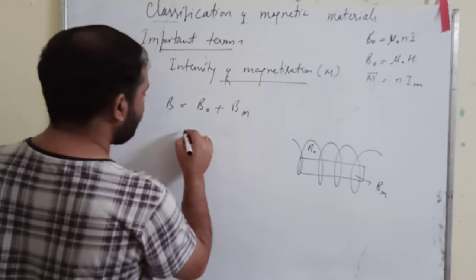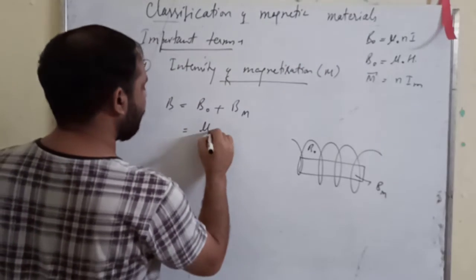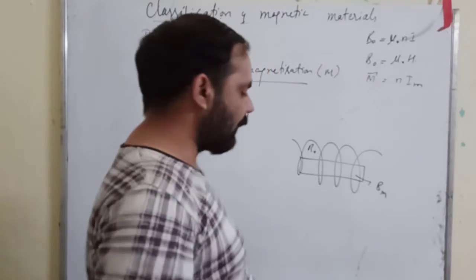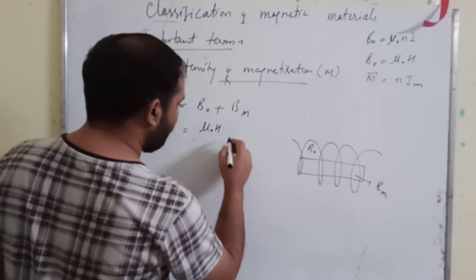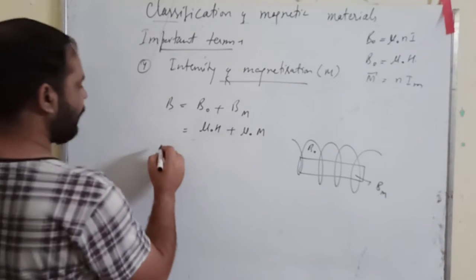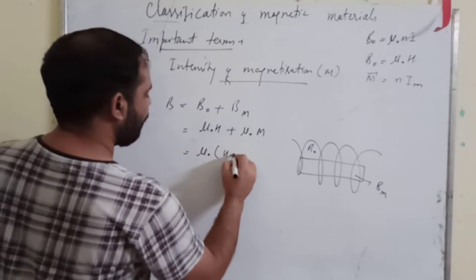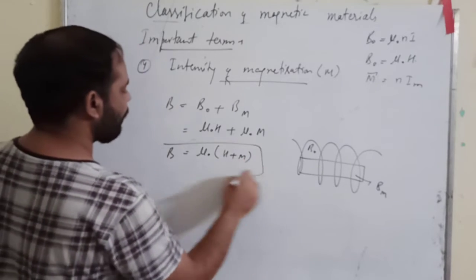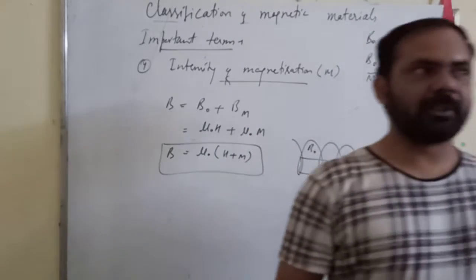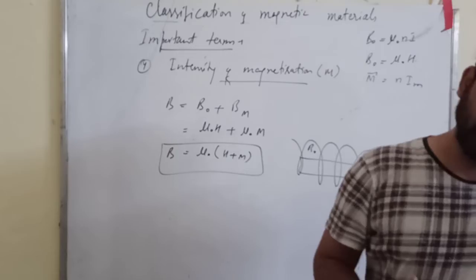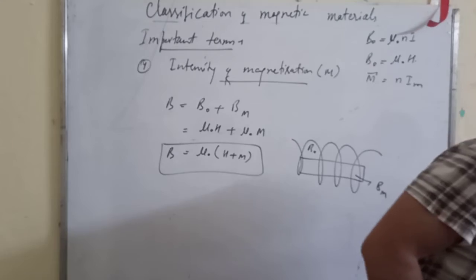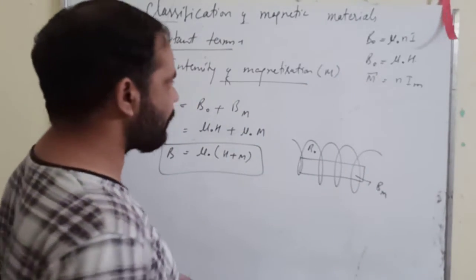Now how much is B naught? We have the formula B naught is equal to mu naught H. And BM is equal to mu naught M. Therefore it is equal to mu naught times H plus M. This is your important formula, that the total magnetic field is mu naught times the sum of H and M, intensity of magnetizing field plus the intensity of magnetization. Then we have a few small terms at last.